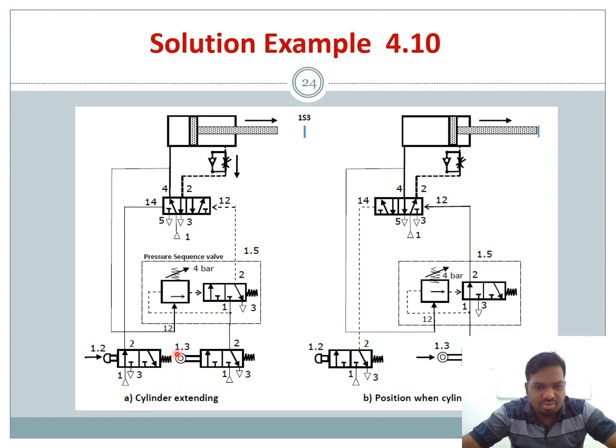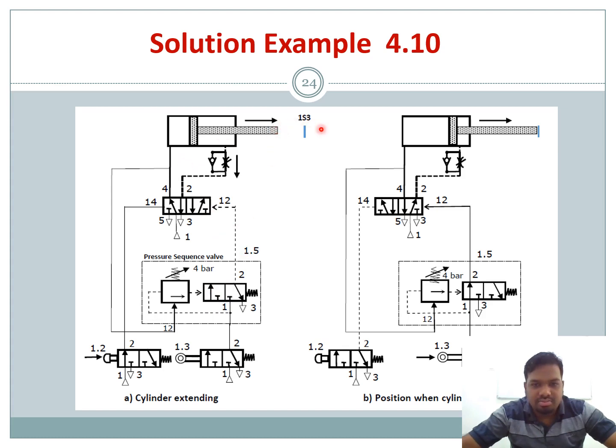Next, this is supposed to be 1S3, because this is 1S3, we put 1.3. This is not actuated because it's not extended yet. Once this is fully extended, it will reach 1S3, then it will switch position. For the initial position, the cylinder is extending because you are giving a push button input, so the valve will be activated, the cylinder will extend, and you have a return here. Your pressure sequence valve will always check whether your pressure is below 4 bar or not. So maximum is 4 bar. If you're above 4 bar, it will give a signal for you to retract.